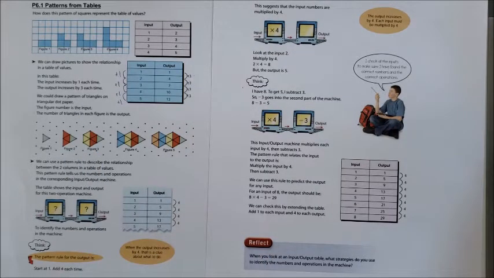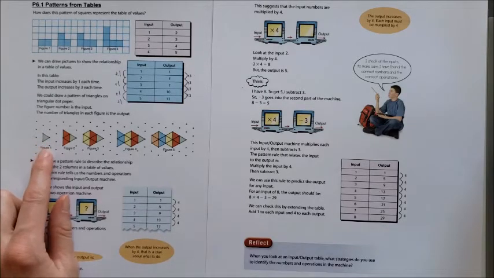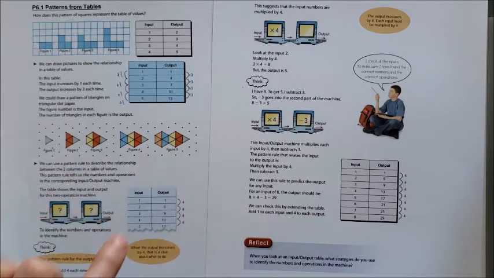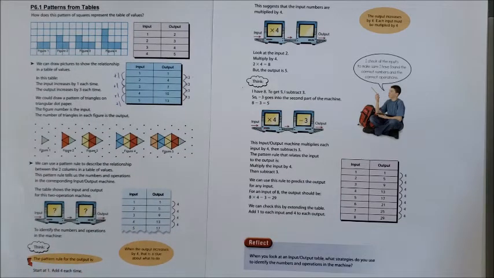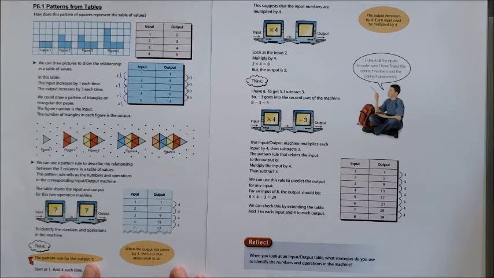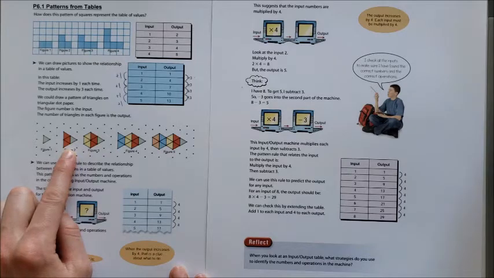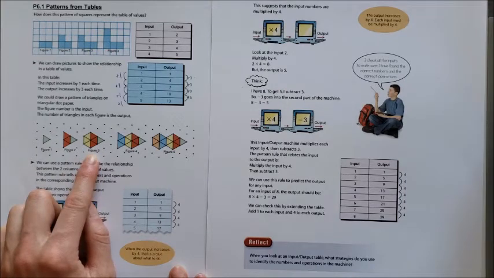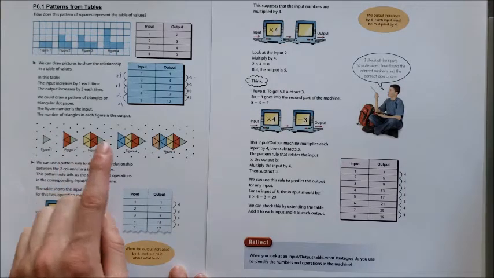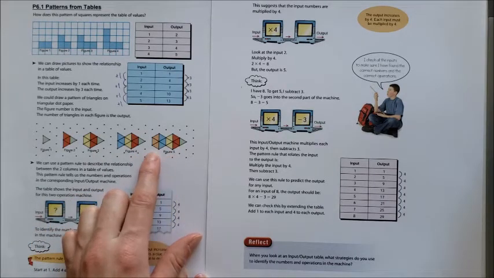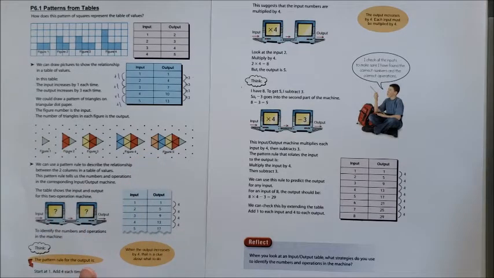We could draw a pattern of triangles on triangle dot paper to represent this. The figure number is the input, so figure 1, 2, 3, 4, 5. And the output is the number of triangles in each one of my figures. In the first figure, I have just the 1 green triangle. In figure 2, I add 3 triangles, the orange or red ones. In figure 3, I add another 3 triangles, the yellow ones. In figure 4, we add the 3 blue ones. And in figure 5, we add the 3 beige or peachy colored ones, depending on how you see that on your screen.